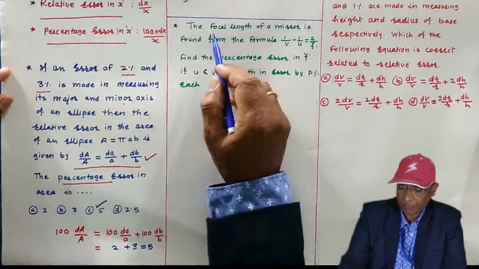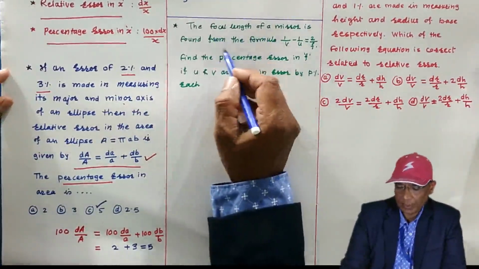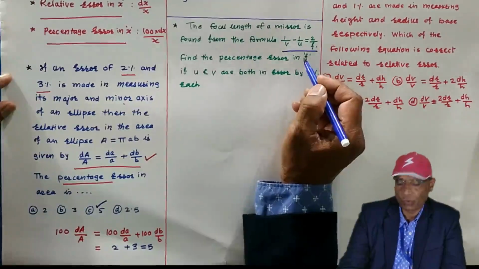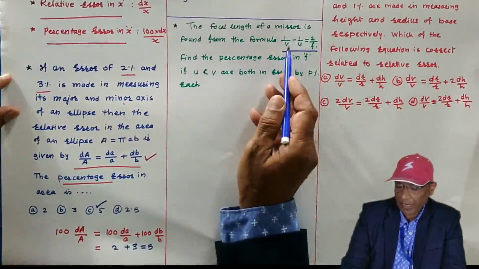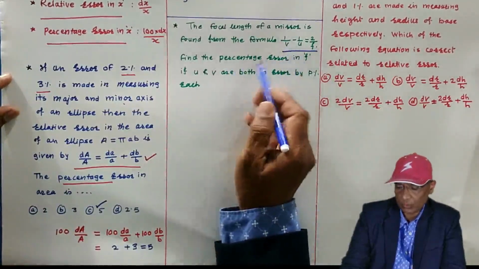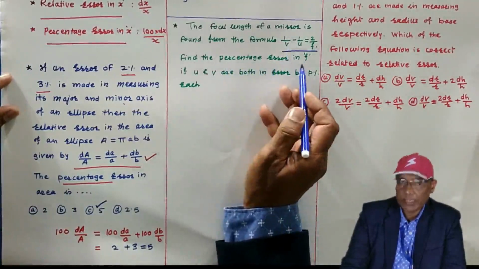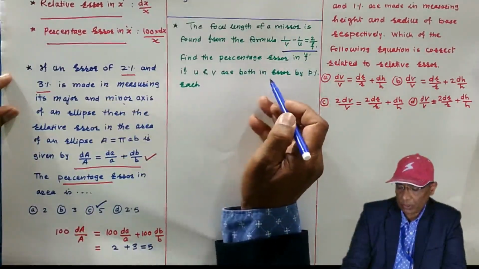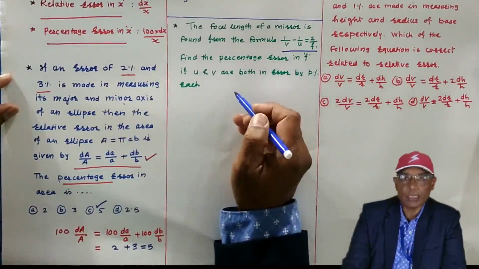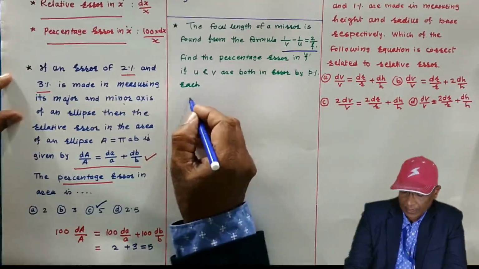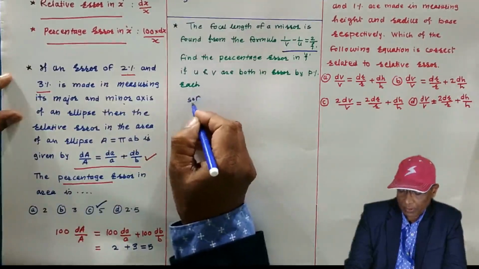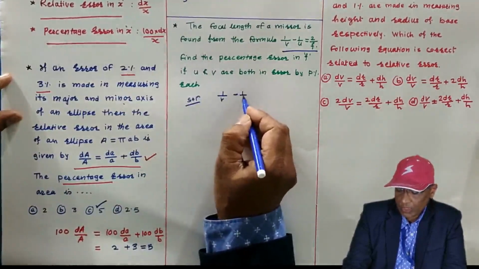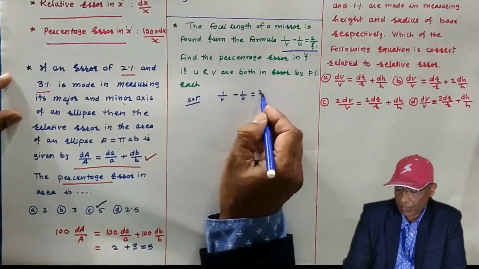Now the next problem. See, the focal length of the mirror is found from the formula, which is given for the focal length. Find the percentage error in f if u and v are both in error by p% each. Okay. Here in this problem, what is given to you? This formula is given.